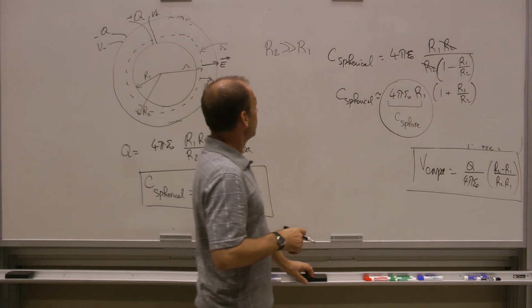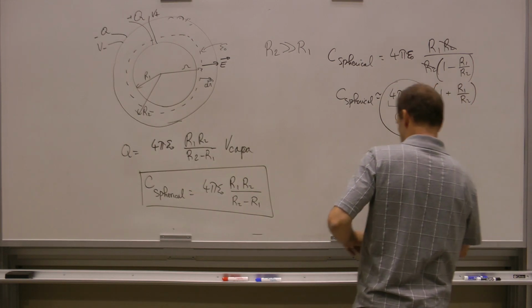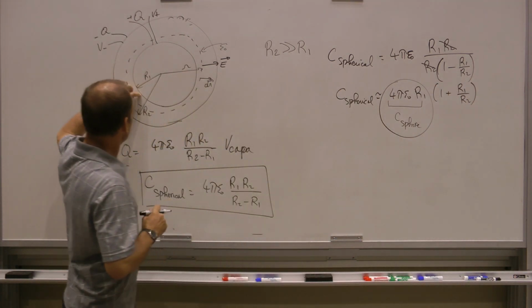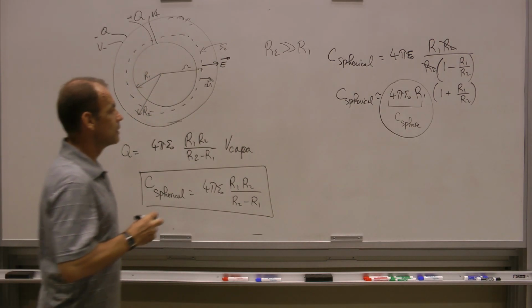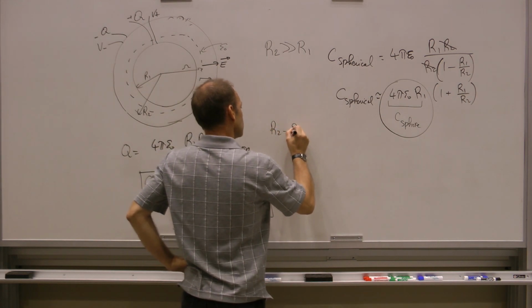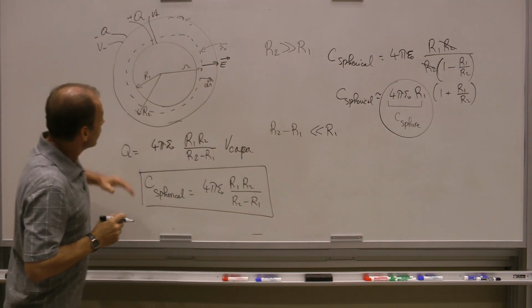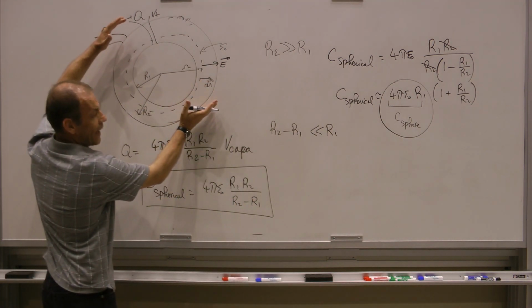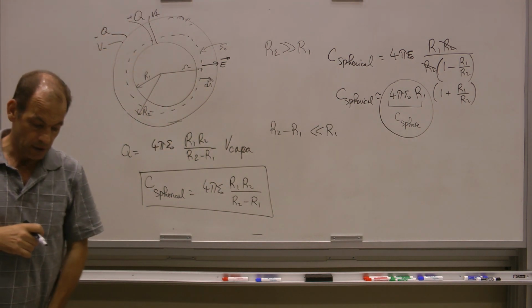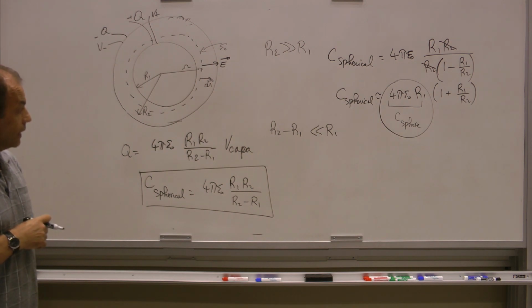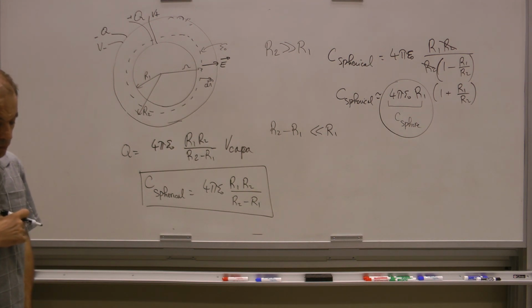Another case of great interest is what happens if I make the spacing between the two plates much less than, say, the radius R1. So I make R2 minus R1, which is the spacing, much less than R1. In this drawing, that would mean shrinking the outer sphere and making it very, very close to the inner sphere. So the space that contains the dielectric should be very, very small.